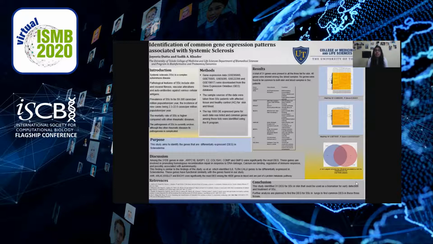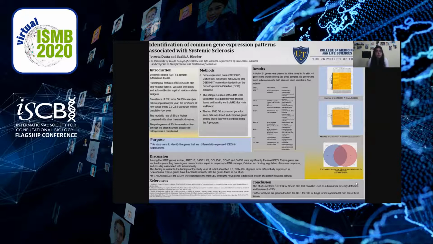What we did is we made a list of the top 1000 differentially expressed genes for each of those data, and common genes among those lists were identified using the R program. As a result, we got a list of 31 genes which were present in all the 3 lists of the skin, whereas we got 40 genes which were shared among systemic sclerosis blood samples.